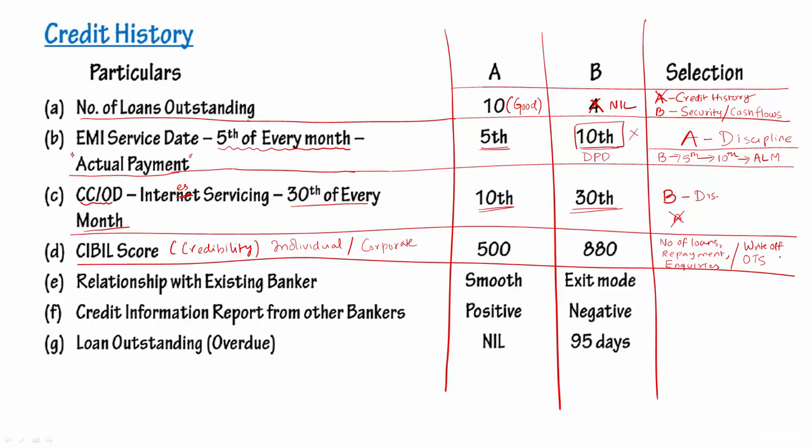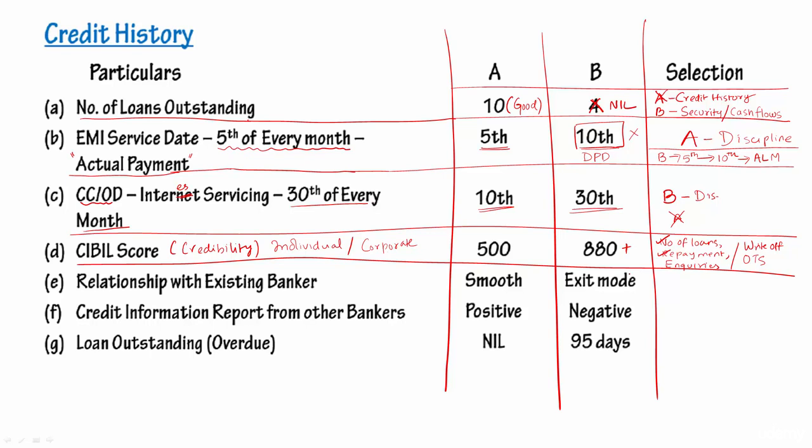So if a customer has a great credit history, I mean he has a manageable number of loans, all payments are happening on time, and he is not making roving enquiries with various banks for loans, and he has never gone or indulged into write-off or one-time settlement, then in those cases the CIBIL score will be satisfactory. Let's say it will be 800 plus or say 880 plus.